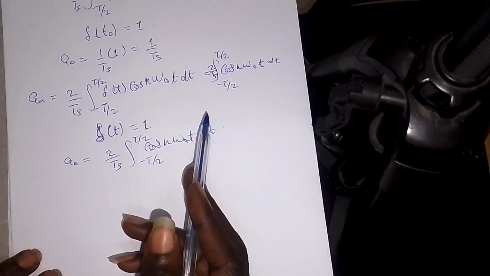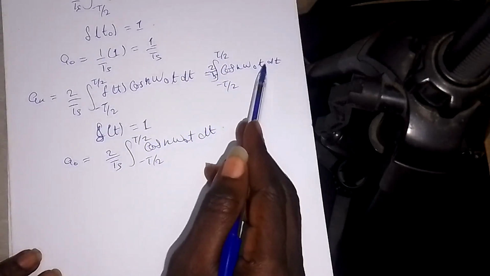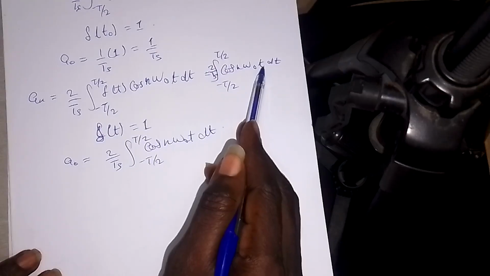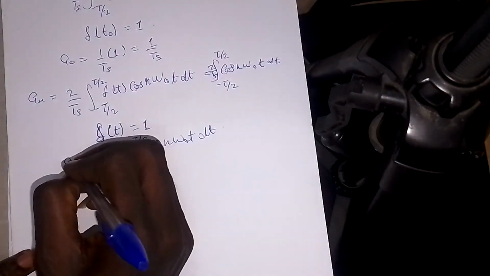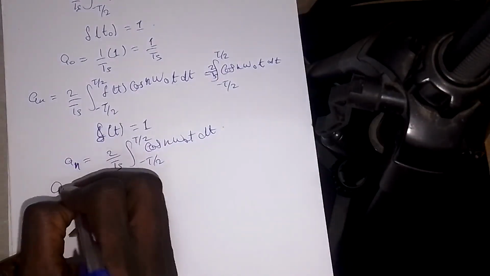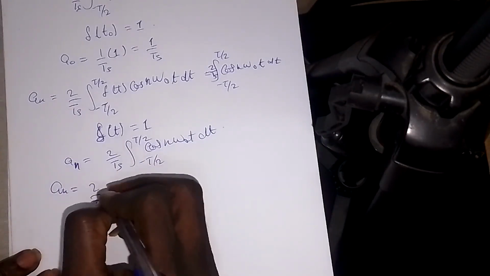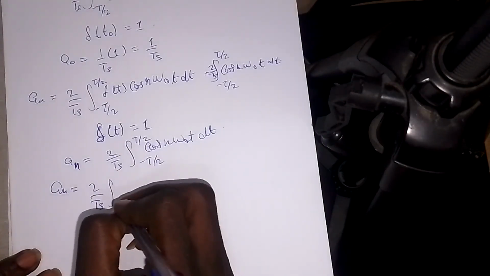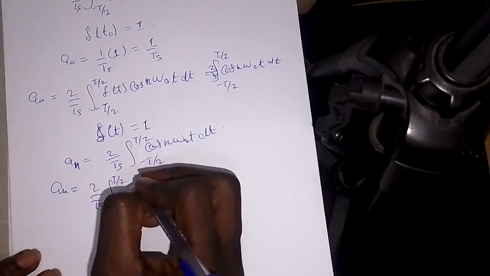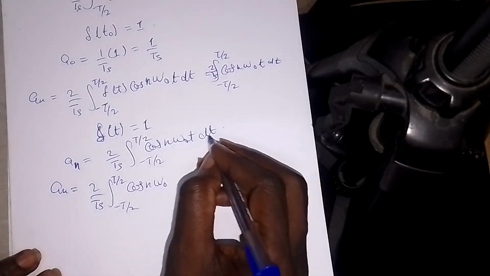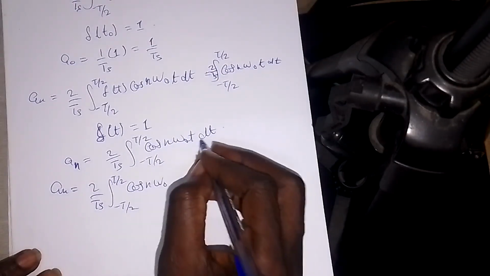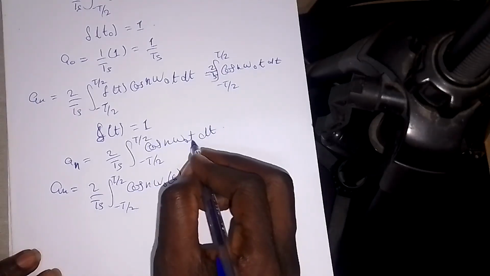This t here is going to be 0, because the impulse train occurs at an instance of 0. So this is an, it's not a naught. Then my an is going to be 2 over Ts into minus T on 2 into T on 2, cos n omega naught t, where the t here is 0 for the impulse train.